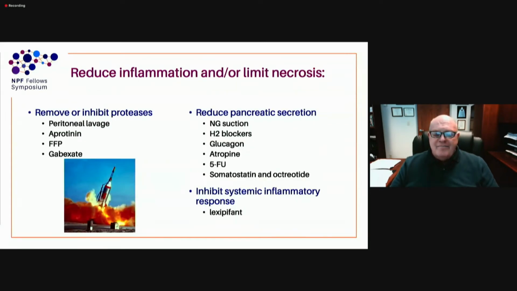So another treatment goal I mentioned was, can we reduce inflammation or salvage the pancreas? There have been lots of attempts to do this, and I listed a number of attempts which have been utilized and studied over time: getting rid of digestive enzymes, resting the pancreas, inhibiting the systemic inflammatory response, and none of these have worked. So hence my picture of failure to launch. We don't have a specific therapy for acute pancreatitis that either reduces that systemic inflammatory response or limits necrosis. Next slide.